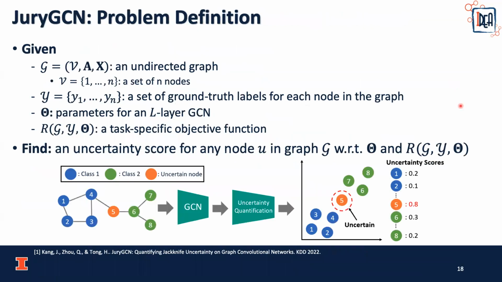And to answer these questions, we formally define this problem as shown in this page. Basically, given an input graph and a GCN with a task-specific loss function, we want to estimate the uncertainty of GCN predictions in a post hoc manner. For example, in this toy example, with the input graph and the GCN, we want a simple plug and play module after the GCN so that we can quantify the uncertainty of each node in the graph without changing the training procedure of these GCN models.